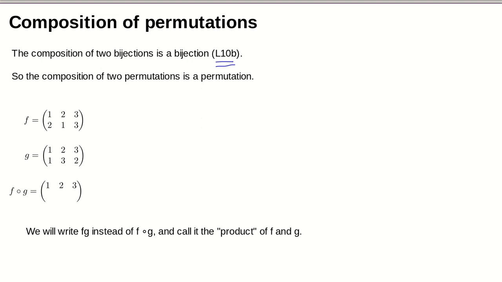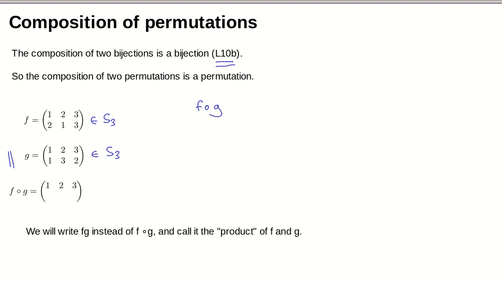So let's look at an example of composing two permutations and getting another permutation. We're going to take f to be this permutation, it's an element of S3, and g to be this permutation here, again it's an element of S3, and we're going to work out f composed with g. You'll remember that f composed with g is the function whose rule is first do g and then do f. Specifically what we're going to work out is the two-row notation for f composed with g.